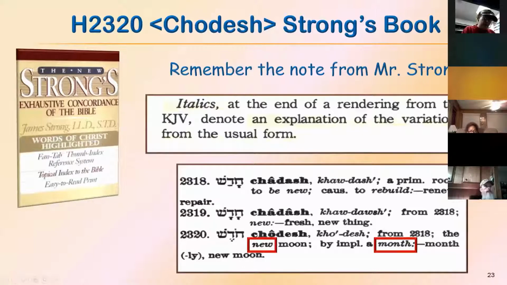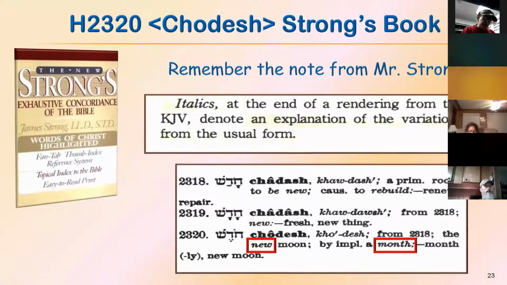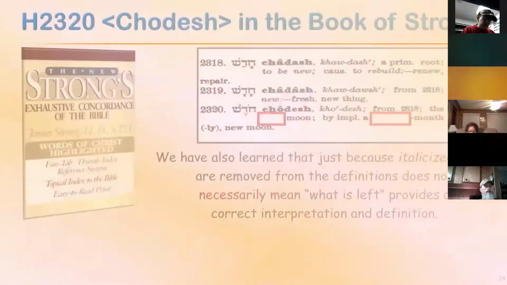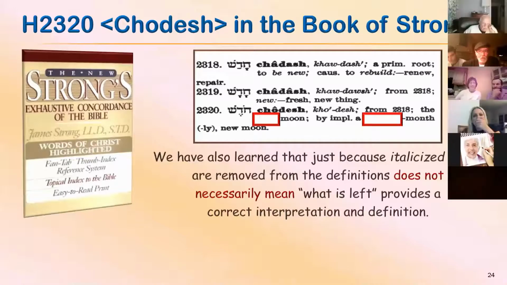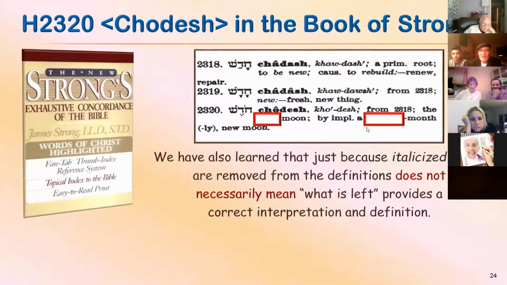Was that the same as what we saw in the eSword? Yes, it was. Anyway, what we found here is that the word new, I've hidden it because it was added, and I also hid the word, was it month? Anyway, we have already forgotten. Should we go back and take a look? Yes. Let's go back and take a look. It was months.